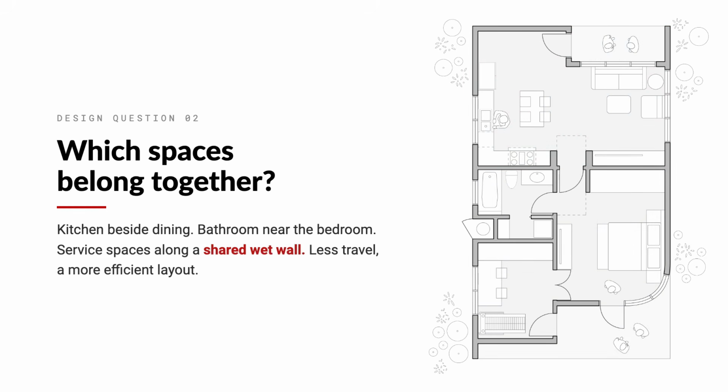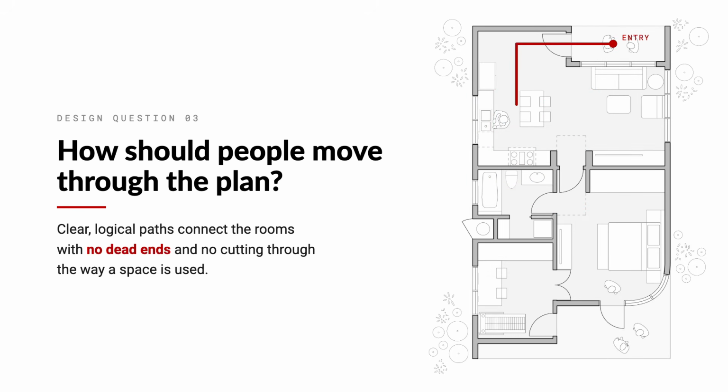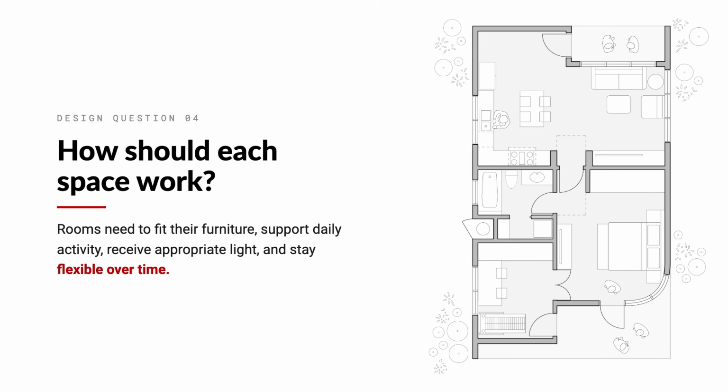Next, which spaces belong together? That is adjacency, placing the kitchen beside the dining area, the bathroom near the bedroom, and service spaces along a shared wet wall reduces travel and makes the layout more efficient. Then, how should people move through the plan? That is circulation. Clear, logical paths should connect the rooms without dead ends or awkwardly cutting through the way a space is used. Finally, how should each space work? That is use and function. Rooms need to fit their furniture, support daily activity, receive appropriate light, and remain flexible enough to adapt over time.